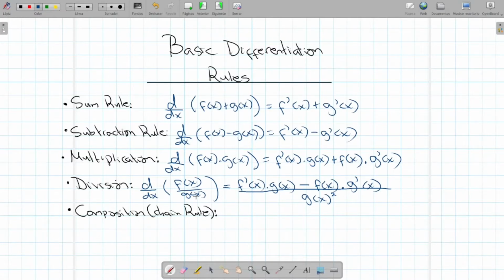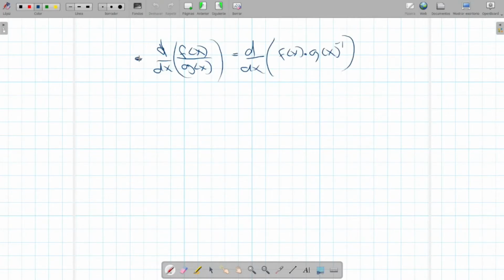Okay, and then we have the composition of functions, which is also called the chain rule when you do the derivative. What is a composition of functions? I'll do a short reminder of this. We used to write the composition of functions as this, which can also be written as this. And I know this frightens you when you see it, but it's fairly common.